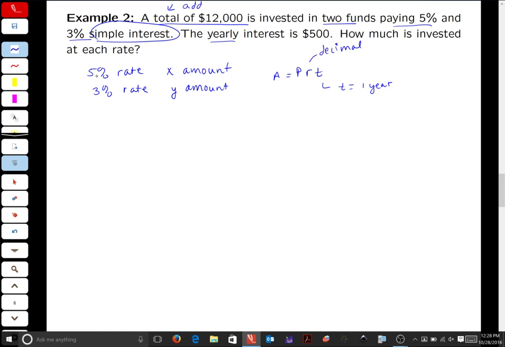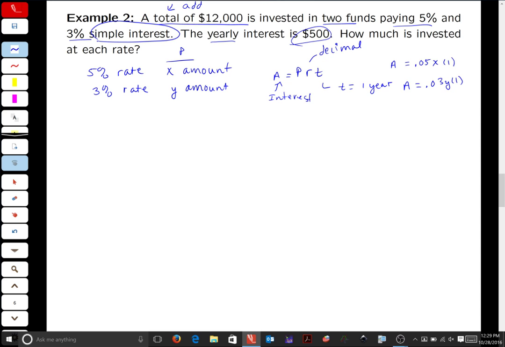If I have x amount at the 5% rate, P is the principal, so that's going to be x or y. So at the 5% rate, we're going to have 0.05x times 1. And at the 3% rate, we're going to have 0.03y times 1. Now this amount here is the interest. And they said we have a total of $500 in interest.